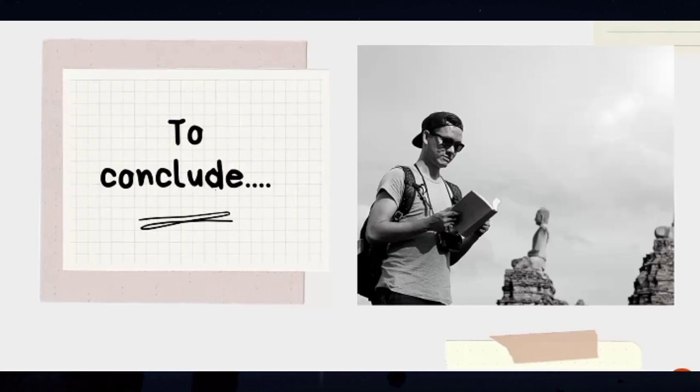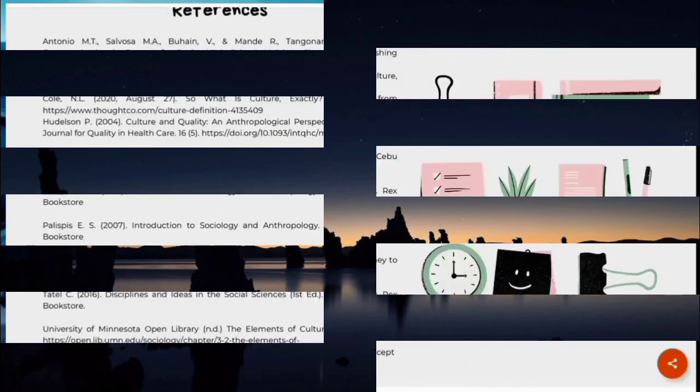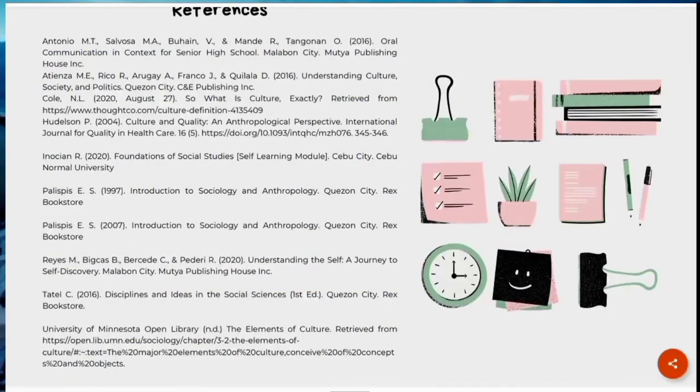These elements of culture are very important to know or actualize, since we are living in a complex society with a complex culture that we are expected to follow. Knowing and understanding these things will lead to the betterment of the community and the society. These are the references of our topic today. This ends our discussion today about the elements of culture.